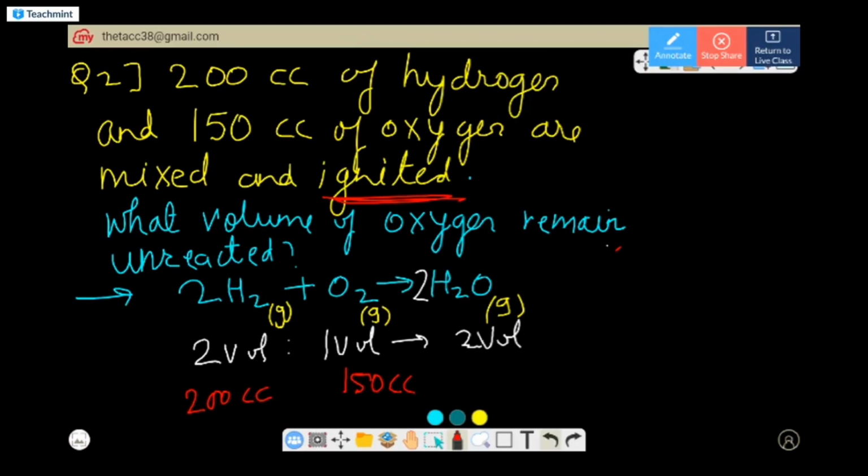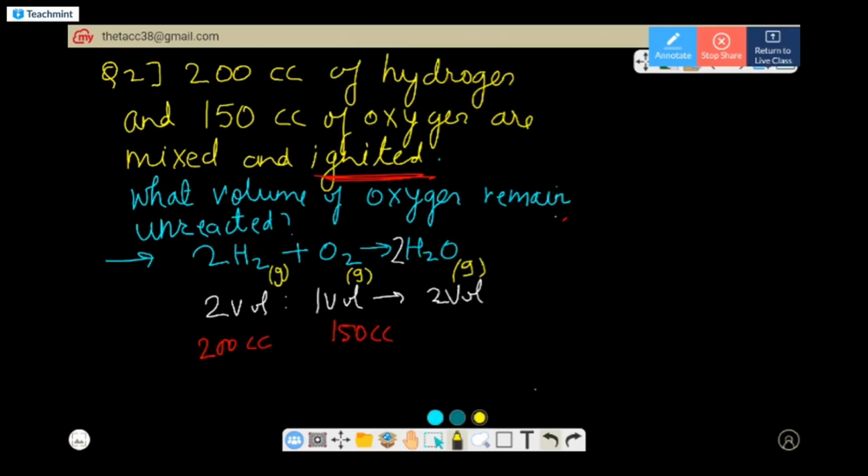So let's see if all the oxygen is used, but as per the question, it seems as if not all the oxygen is utilized. So we will always use oxygen as the limiting reagent in this case. Okay, so 150 and you have 200 cc. If oxygen remains unreacted, that means some oxygen is left out. That means hydrogen is behaving like a limiting reagent.